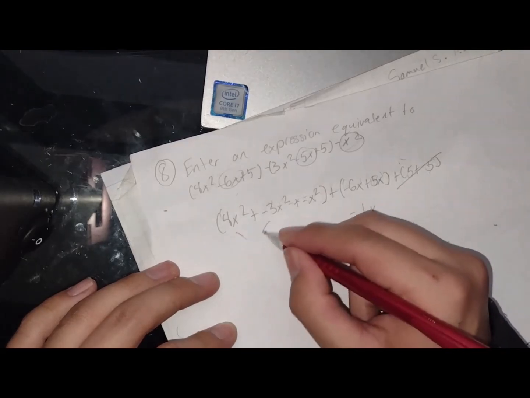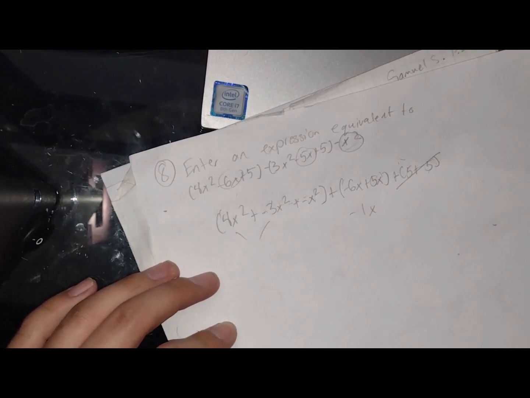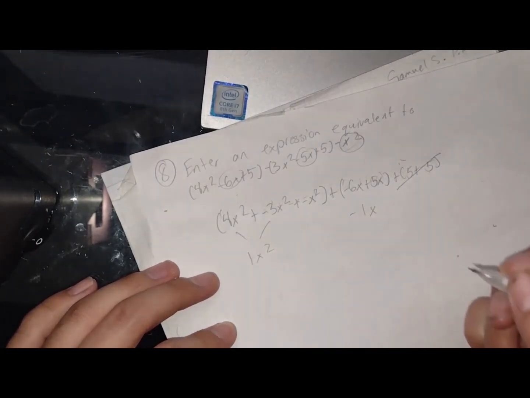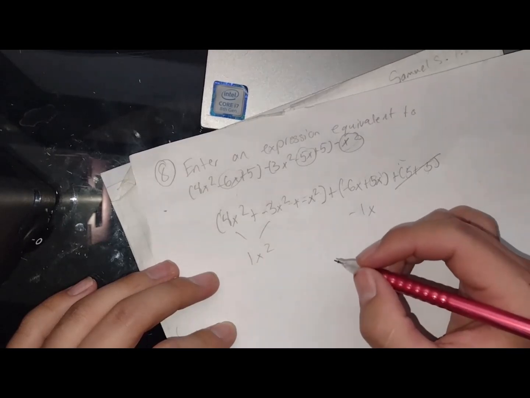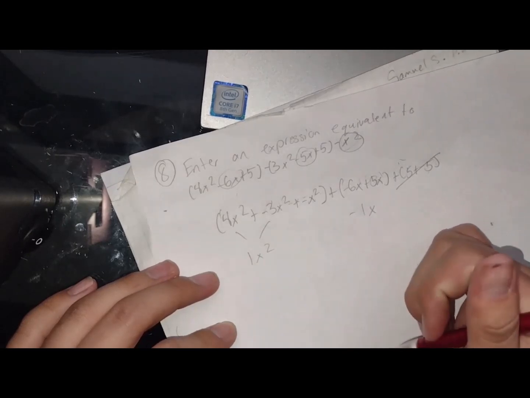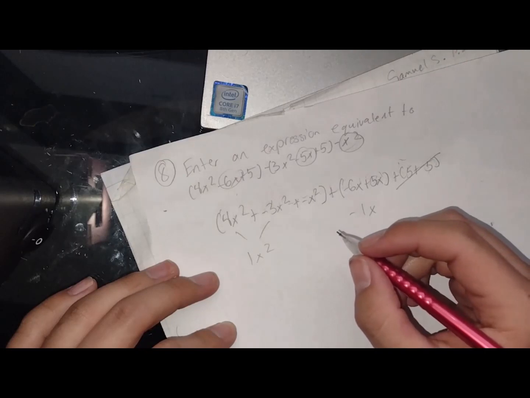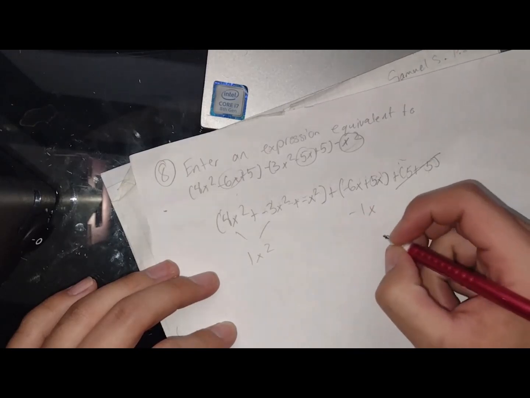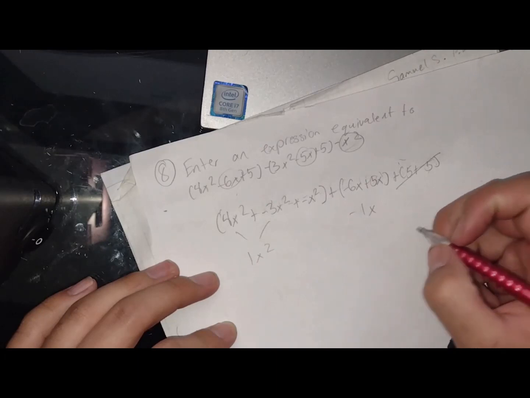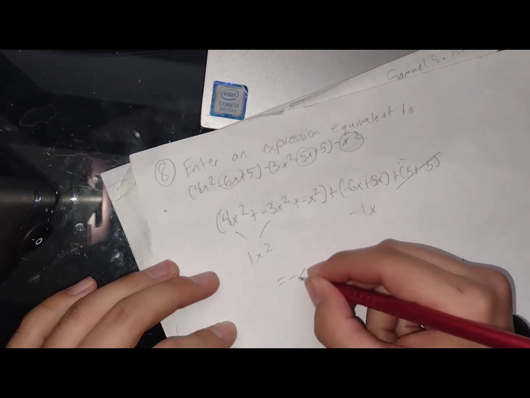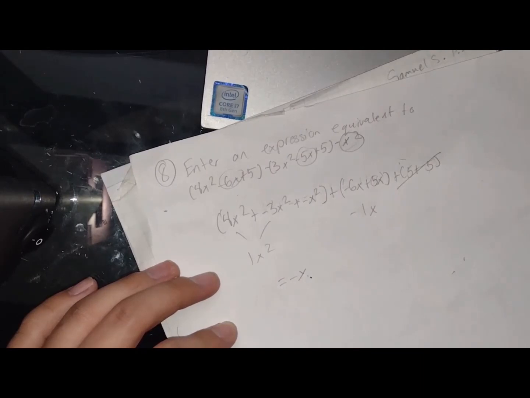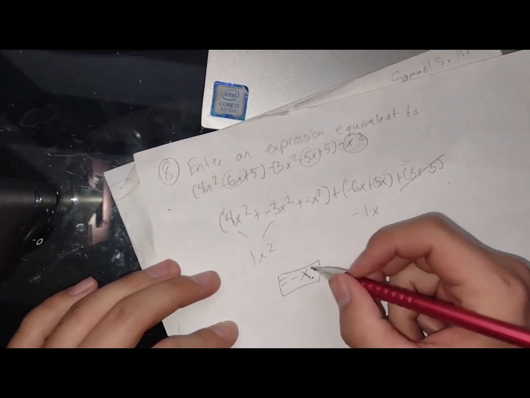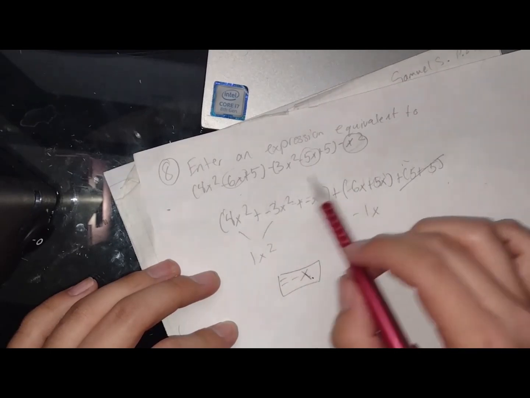These two numbers will equal 1x². Including this, we'll look at that. So they will go ahead and just cancel out, and we're left with negative x. We're just left with negative x as our expression equivalent to this.